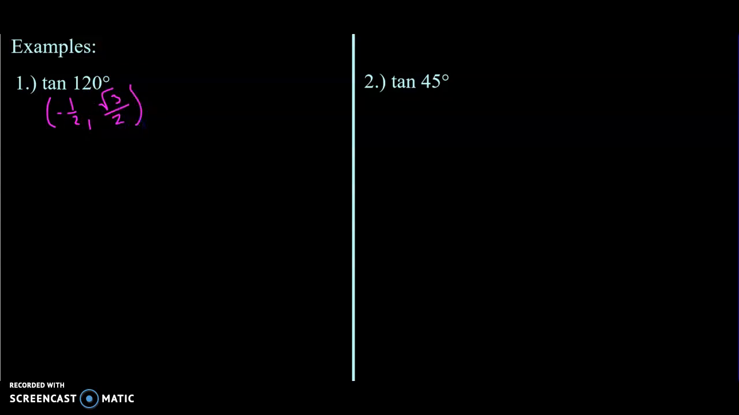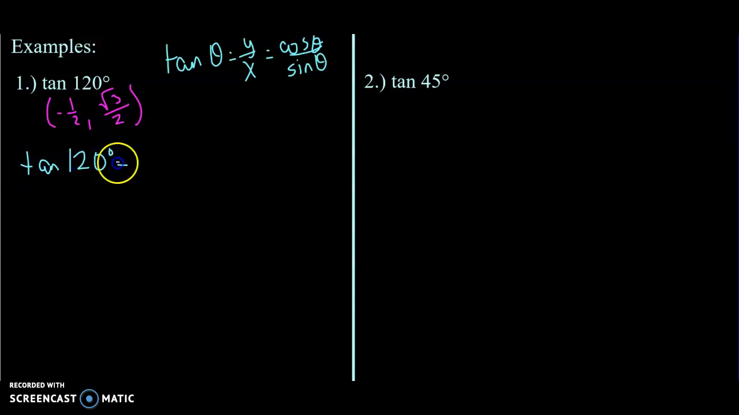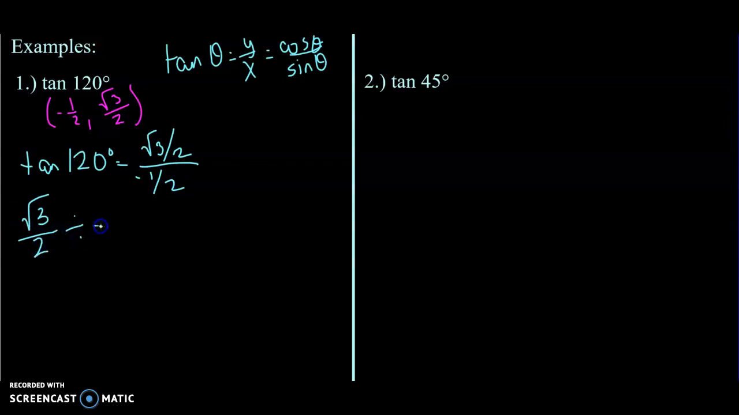And in the previous one, we have seen that tangent theta is the same thing as y over x, or sine over cosine. You can't forget that. So then we end up writing tangent 120 equals square root of 3/2 divided by negative 1/2. Well, I'm going to expand this and write it out like this.